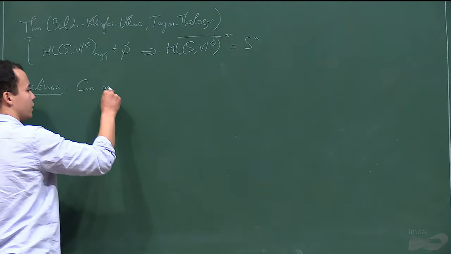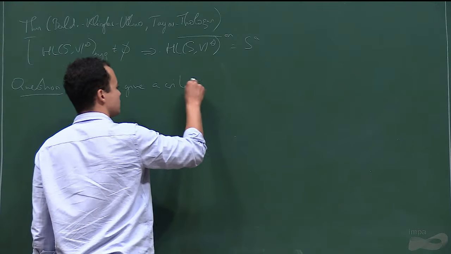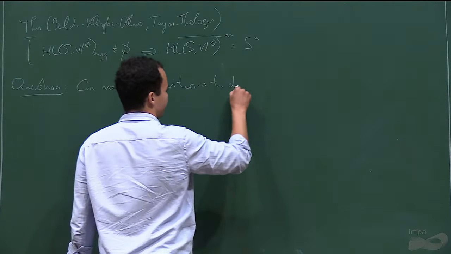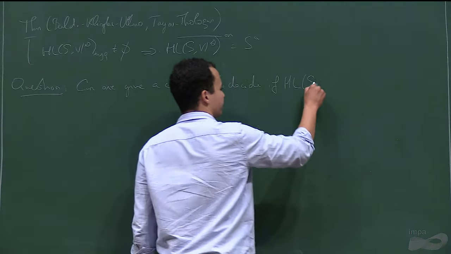Anyways, this suggests the following question that I will try to address: can one give a criterion to decide if the typical Hodge locus is empty or not?